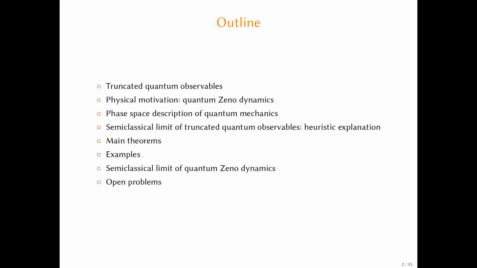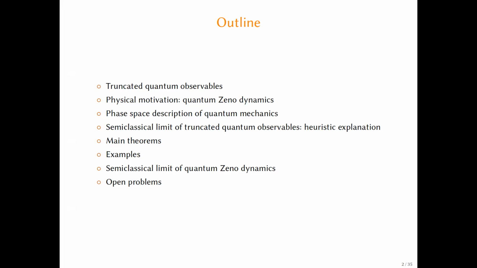So first of all, I will introduce what I mean by truncated quantum observable, and then I will provide some physical motivation for our study. Then, as I said, I want to discuss the semi-classical limit of these Hamiltonians. And so for this reason, I will introduce one possible way to compare quantum mechanics and classical mechanics, that is the phase-space description of quantum mechanics.